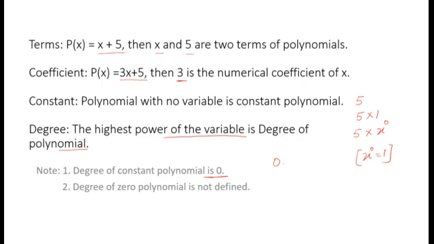because any number multiplied with 0 will result in 0 only. So that is the thing. The degree of a constant polynomial is 0, whereas the degree of a 0 polynomial is not defined.